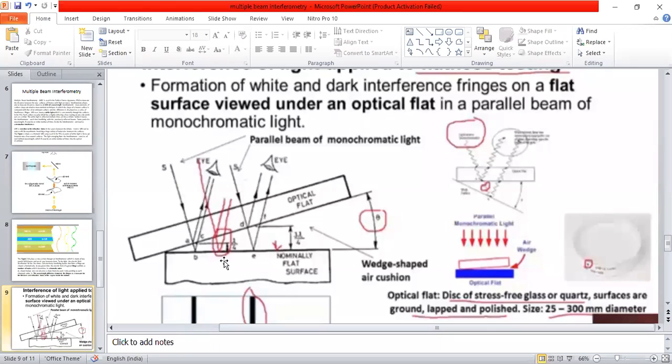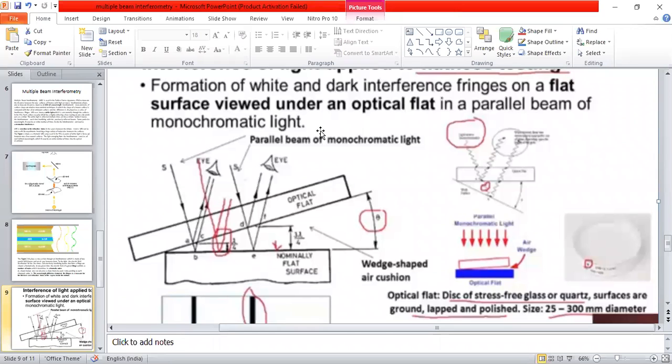First, you can check the nominally flat surface. This is the working surface. And then the optical flat. How has the optical flat been placed? See, on one side it is in contact, and on the other side there is no contact. There is an air gap between the working surface and the optical flat. This gap makes an angle theta between the optical surface and the nominal flat surface.